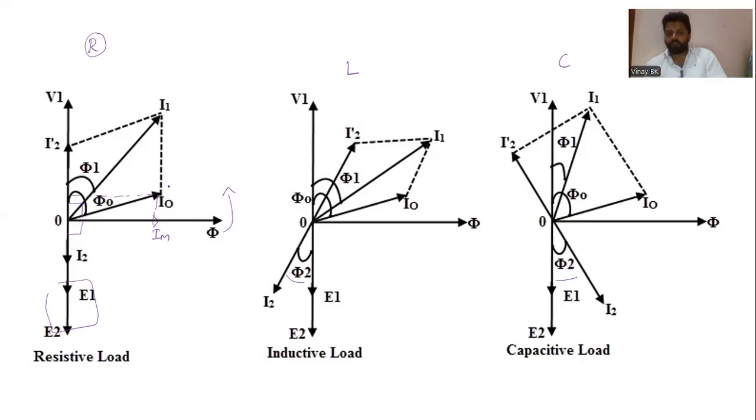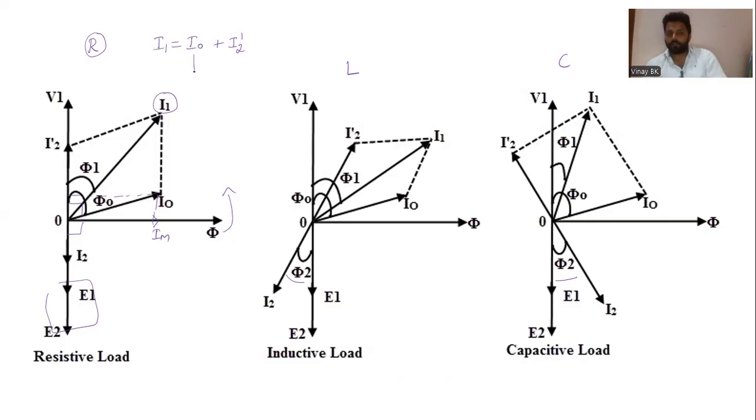Then, to get the value of I1, before this, what happened? The total primary current has two components. One is the no load current. The other one is the current produced when the transformer is on load, that is I2 dash. If we add I0 and I2 dash, you will get the value of I1.